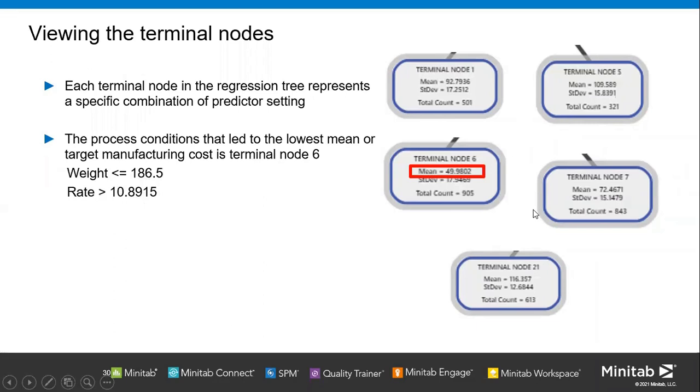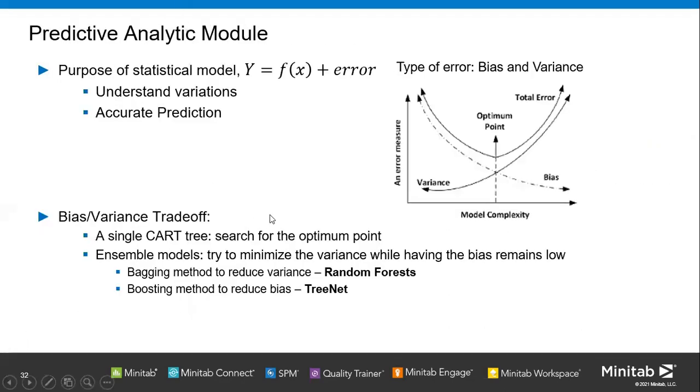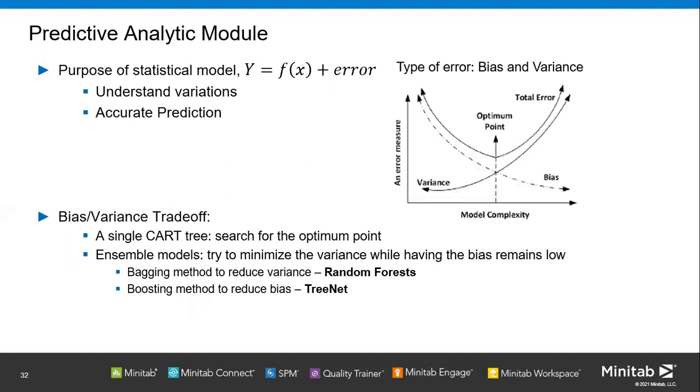So this one also takes. After you get the CART, maybe you are wondering why we need the predictive analytic model. Because our aim is to do the prediction, and predictive analytics is looking for high accuracy. So for the purpose of the statistical models, we have Y equals f(X) plus error.